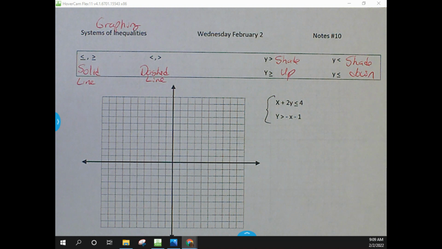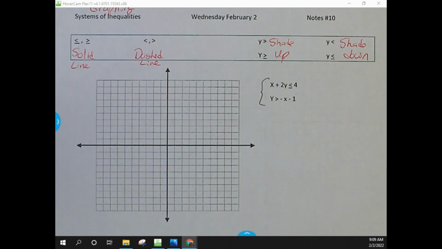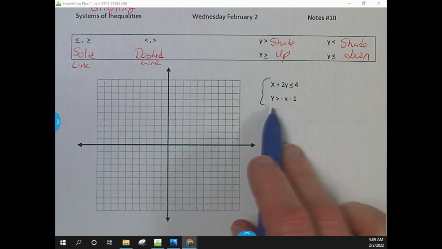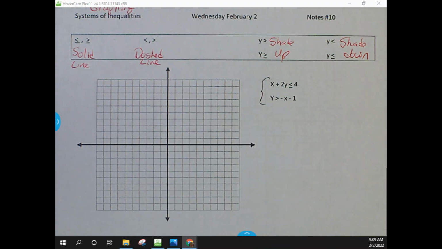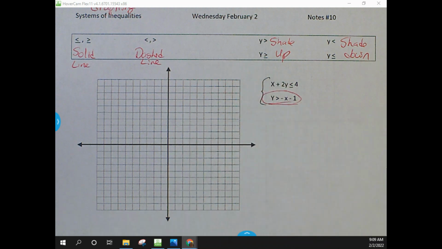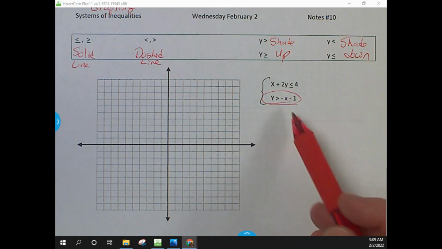And if they're not in y equals mx plus b form, we're going to have to rewrite them in y equals mx plus b form. This one on the bottom is good. So if you want to, we'll go ahead and do this one. We're going to do this one in red just to kind of color coordinate. It's y greater than negative x minus 1.